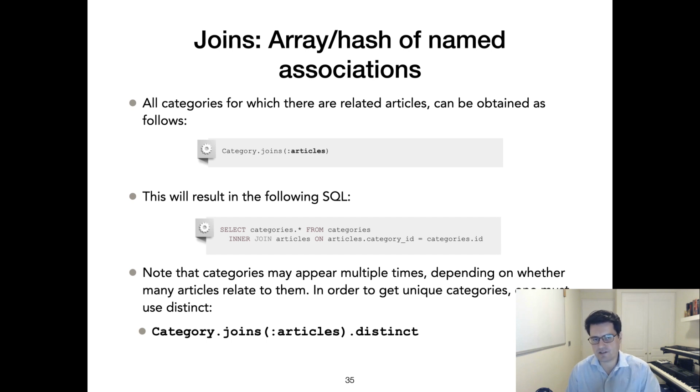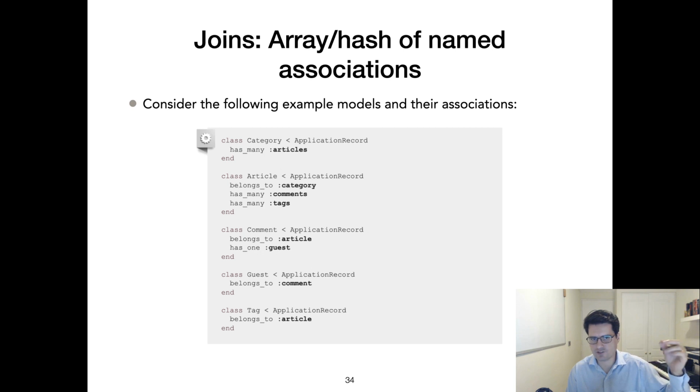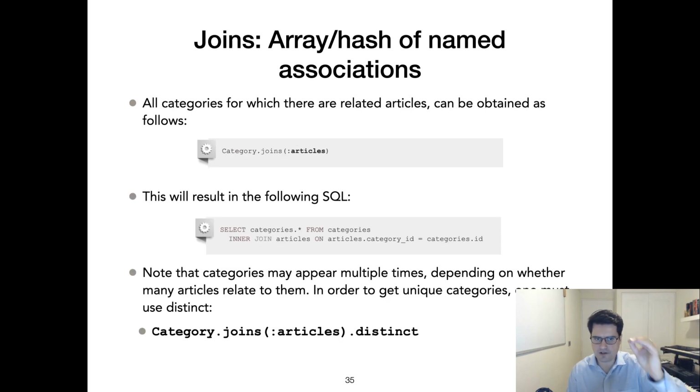Note that categories may appear many times, as there can be many articles associated with a category. So per article, the category will appear. If you'd like the unique names of categories, then you apply a distinct method call at the end after calling the join, as you see below.